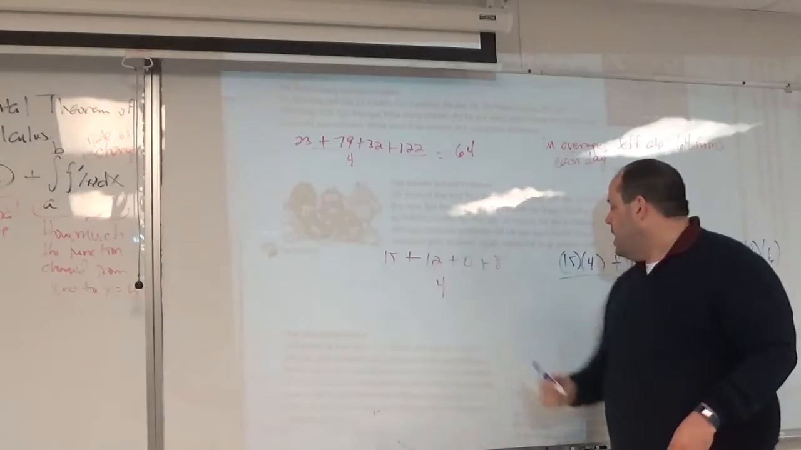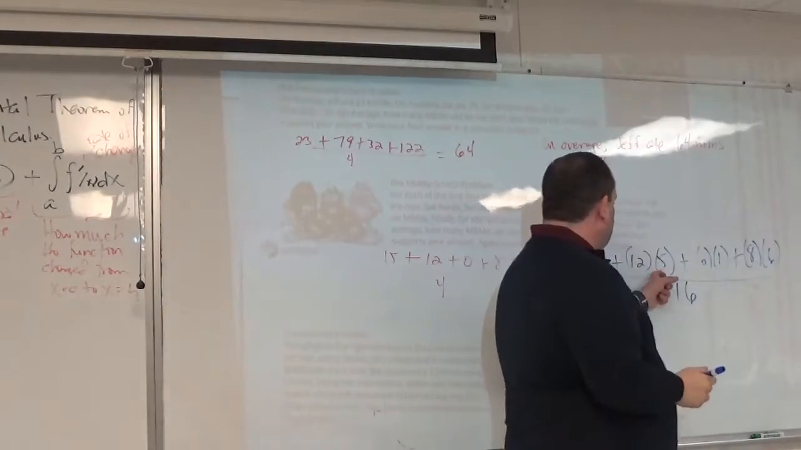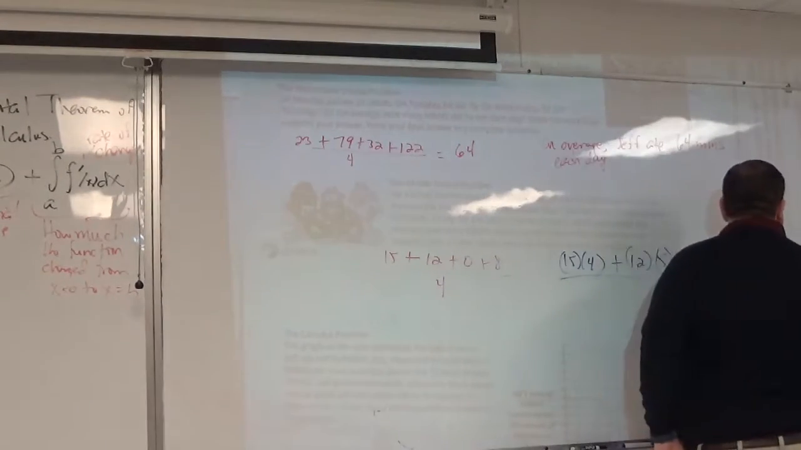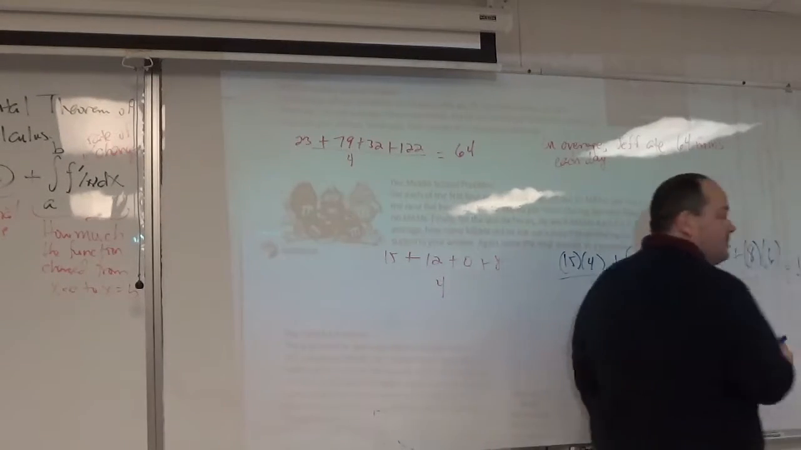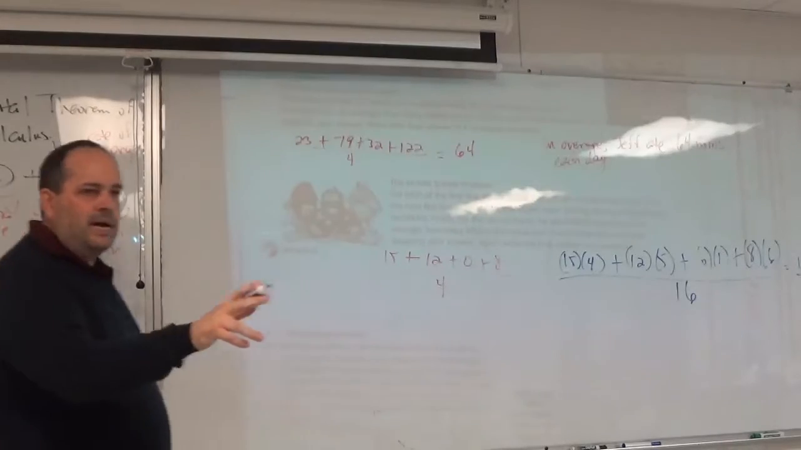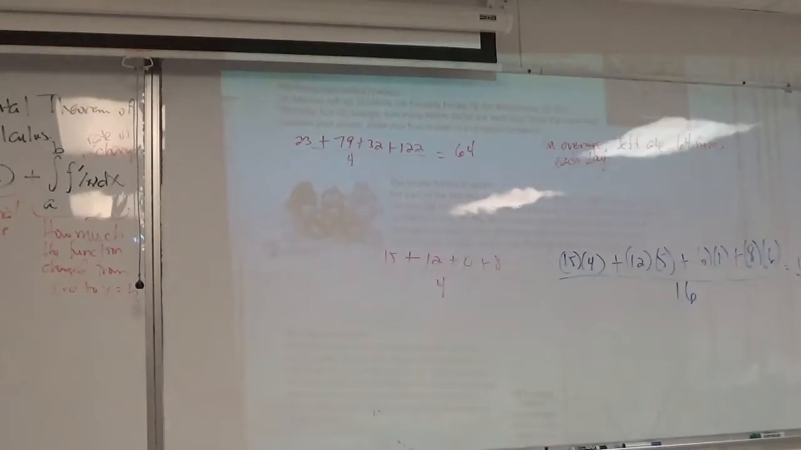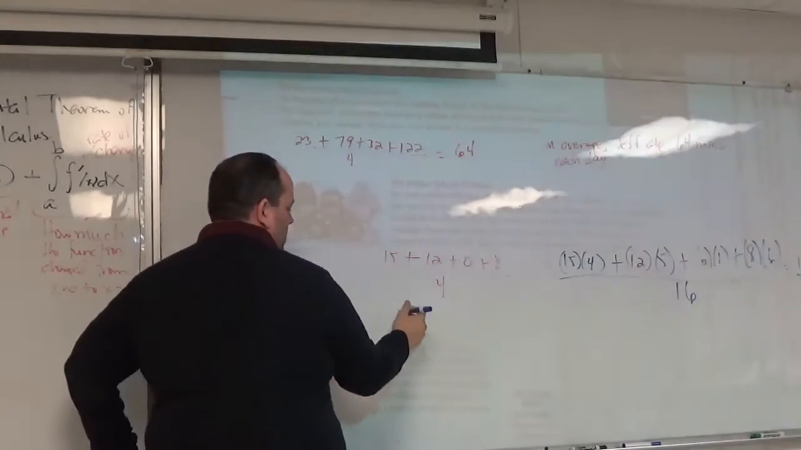Everybody good? Yeah. All right, so we get 60, we get another 60, that's 120. So this looks like 168 divided by 16, so the right number is 10.5. How many guys honestly had 10.5? Okay, now I need the explanation.